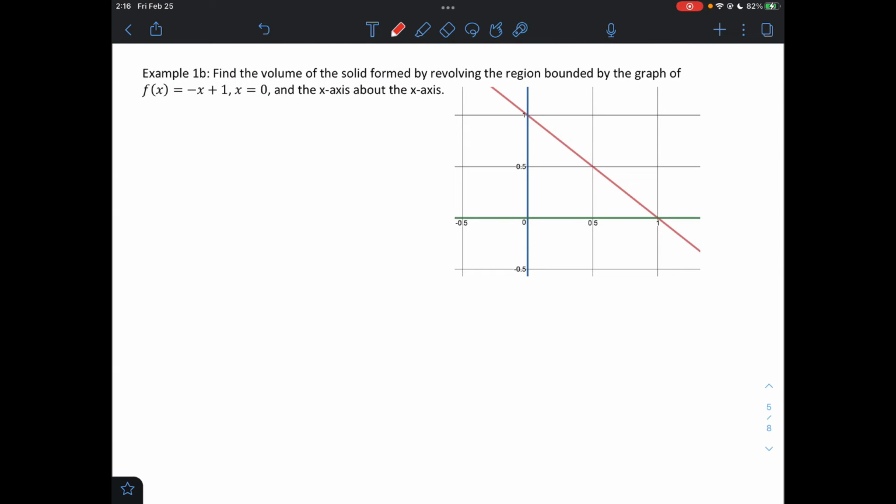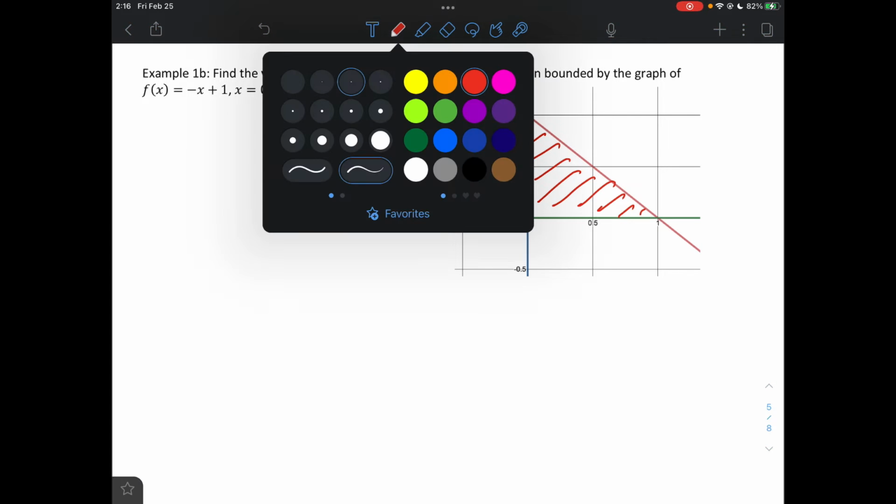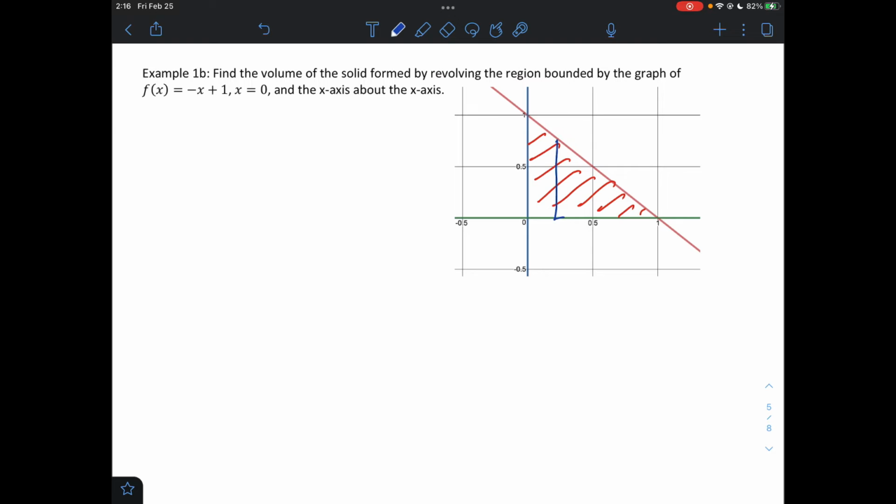Example 1b, find the volume of the solid formed by revolving the region bounded by the graph of f of x equals 0 on the x-axis about the x-axis. So this is our region here. Drawing our representative rectangle, moving that left and right to fill the region, so it's a dx problem. So we're going to go volume equals pi. The bounds here are pretty easy to see, they are 0 to 1.